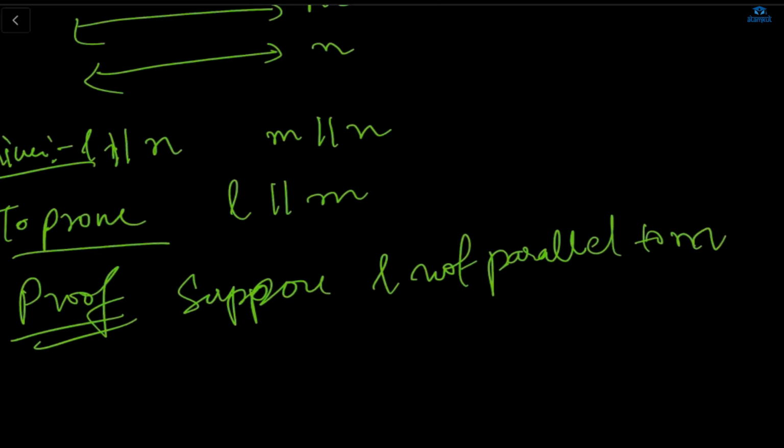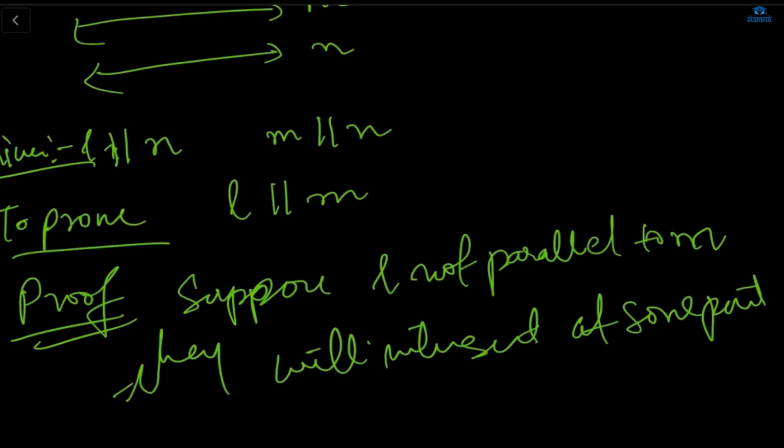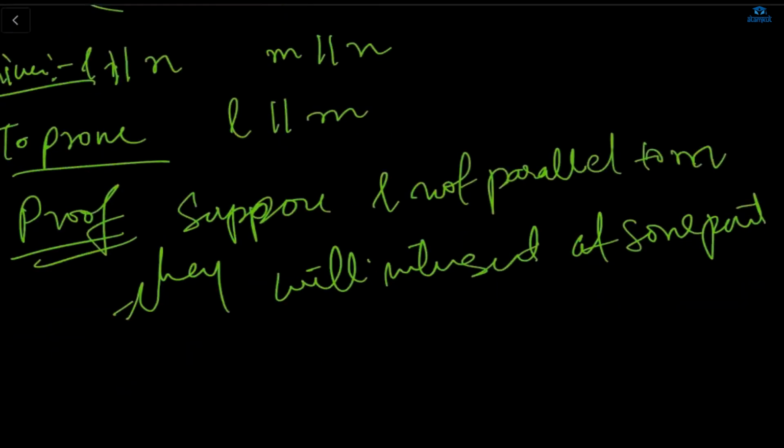If L is not parallel to M, that means what? That they are going to intersect at a point, because the lines which are not parallel to each other, they are going to meet somewhere. Don't know where they will meet, but they will meet somewhere. So they will intersect at some point. Can you find? Yes, ma'am. Okay. So let's see. Suppose L is not parallel to M, then they are going to intersect at any point.